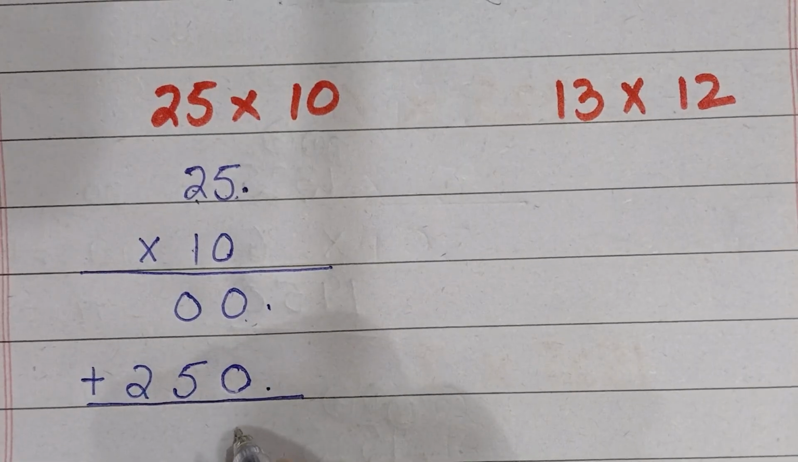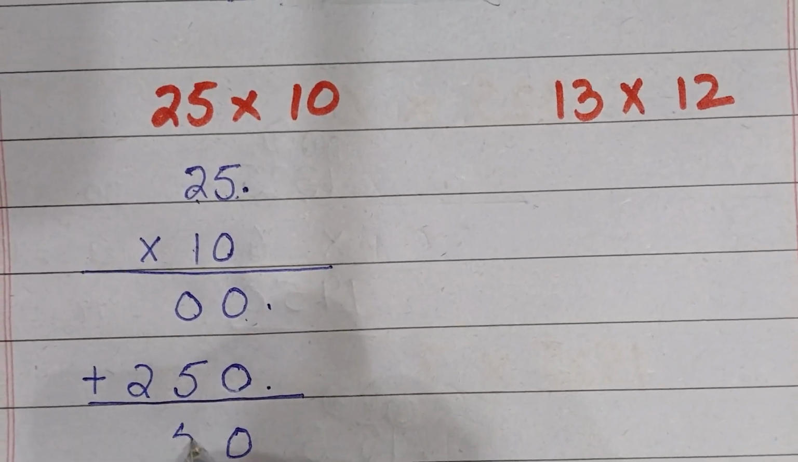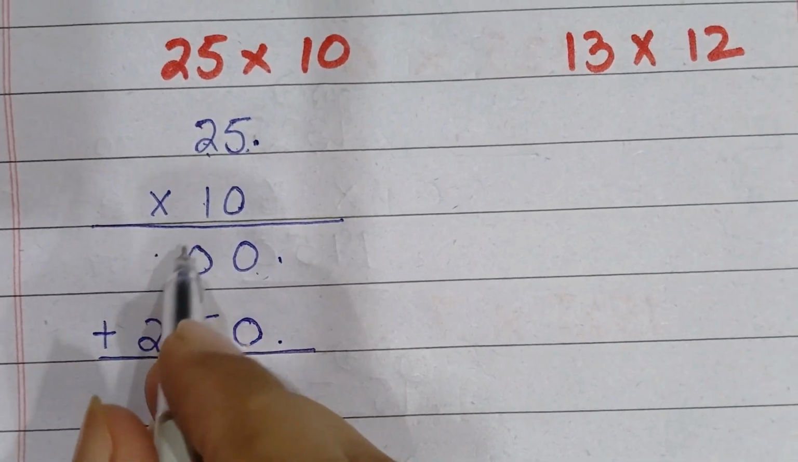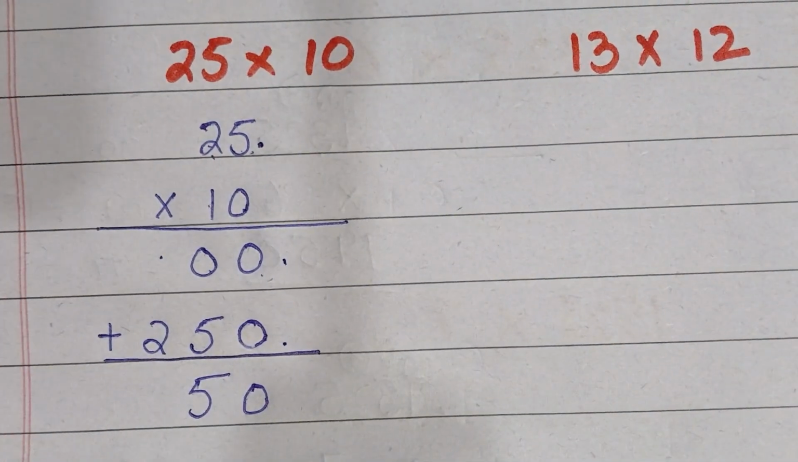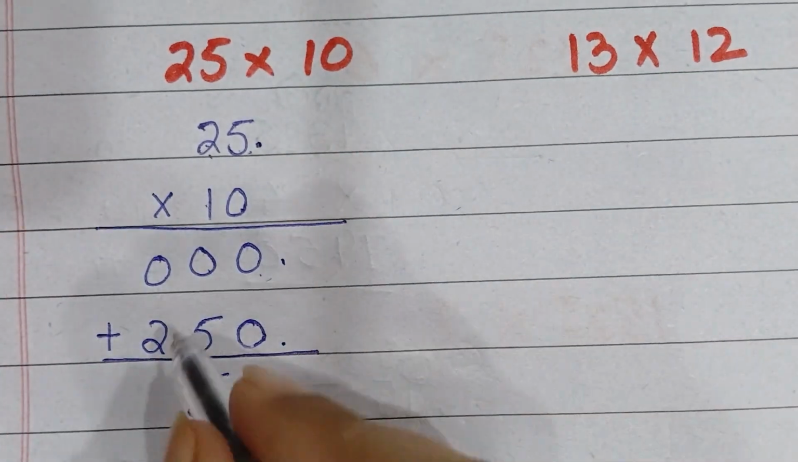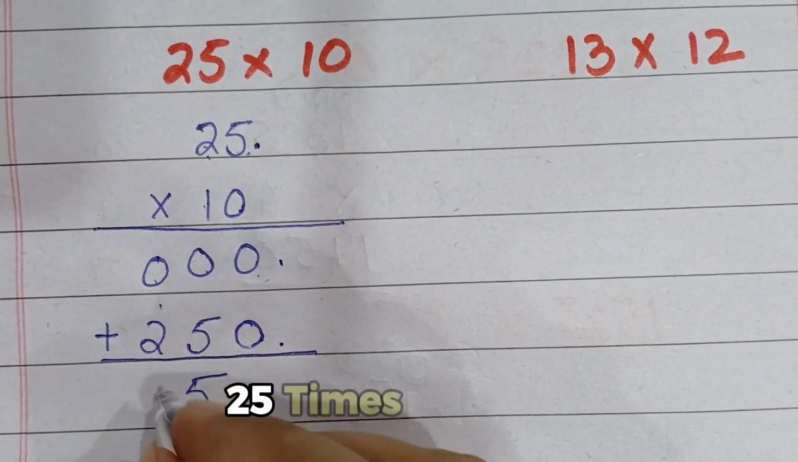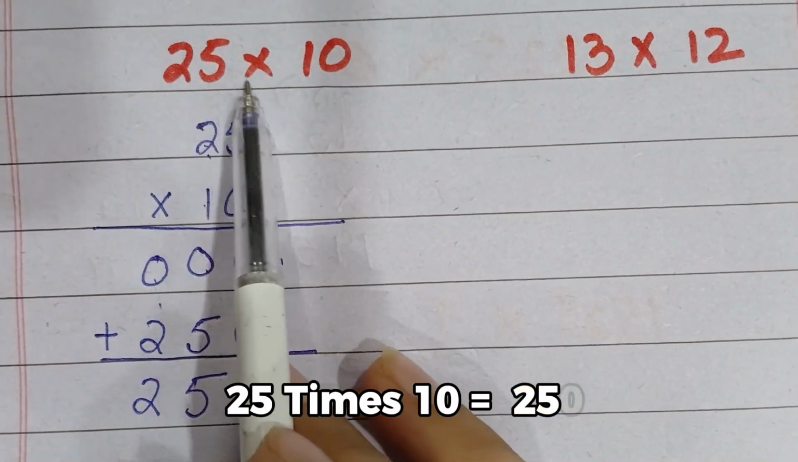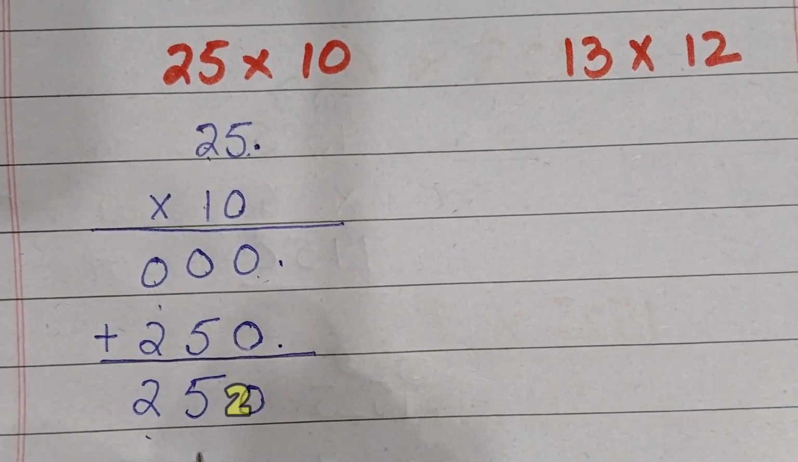0 plus 0 is 0. 0 plus 5 is 5. And when we have the empty spaces, when we do the addition process, we just place the 0 at the empty spaces. Now 0 plus 2 is 2. Now the answer of 25 times 10 is 250.